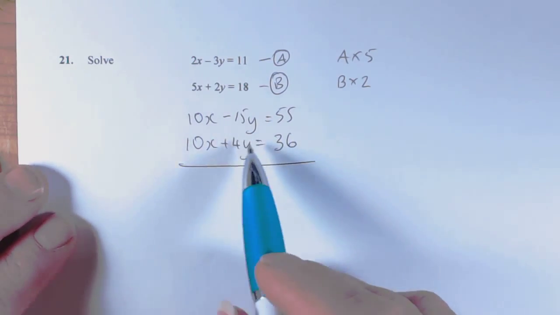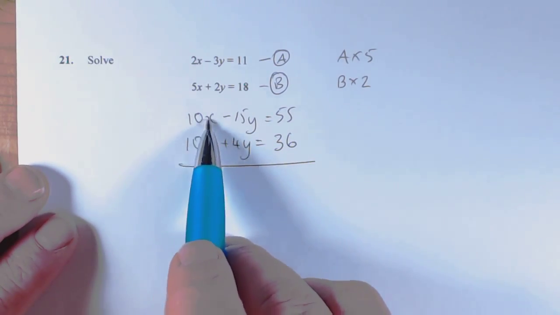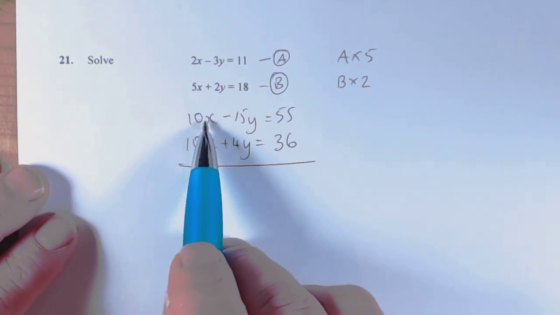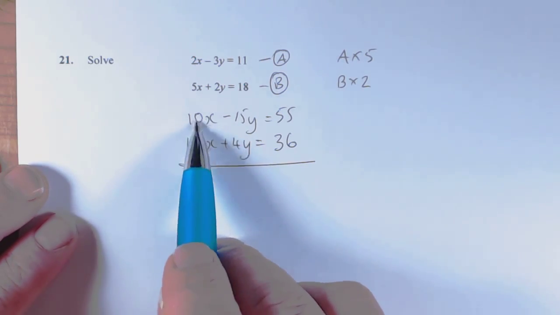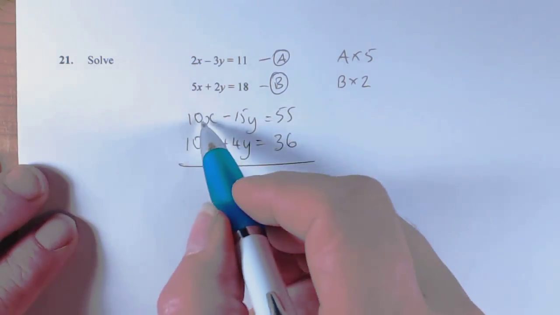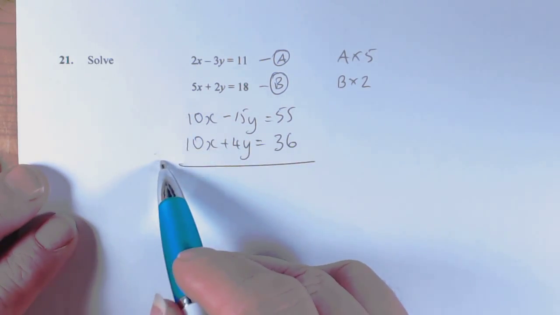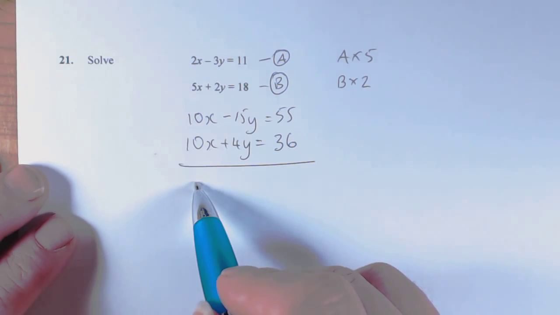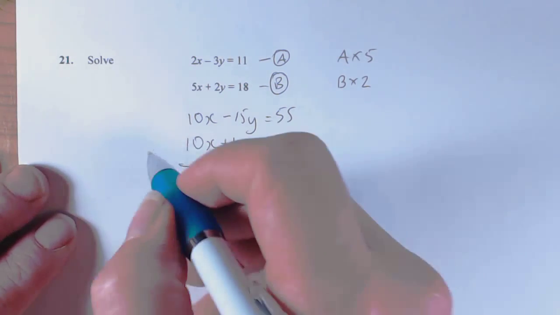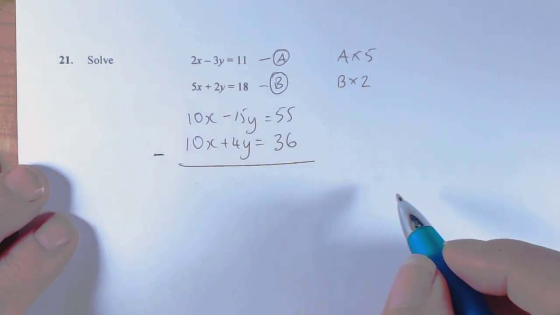So at this stage, we're at the situation where we've got the coefficients in front of one of the letters the same. So we've got 10x's there and 10x's there. We need to eliminate these x's, so we've got to ask ourselves at this stage, do we add the equations or subtract them? Well, adding wouldn't make sense because 10 plus 10 makes 20 x's. That means the x's are still there. So we'd have to do a subtraction at this stage.